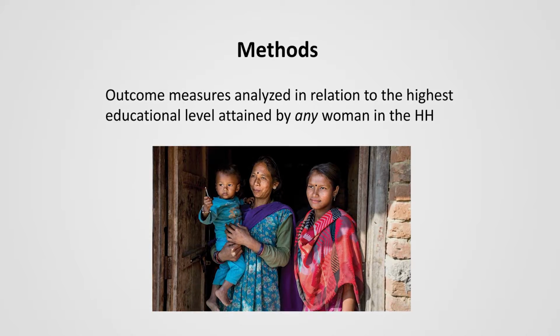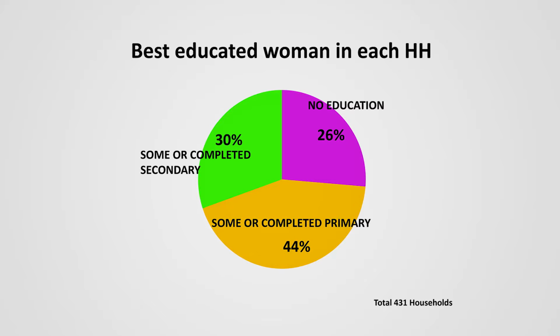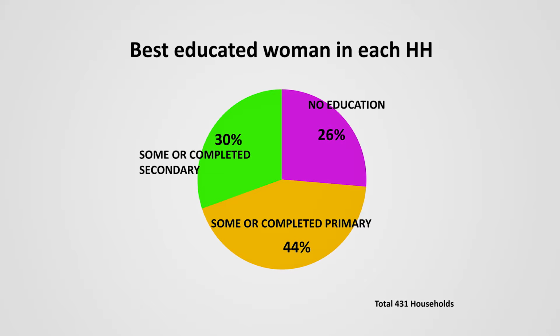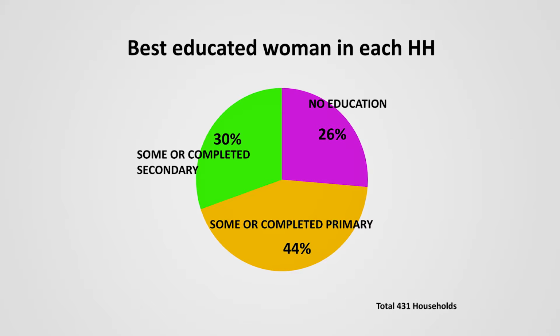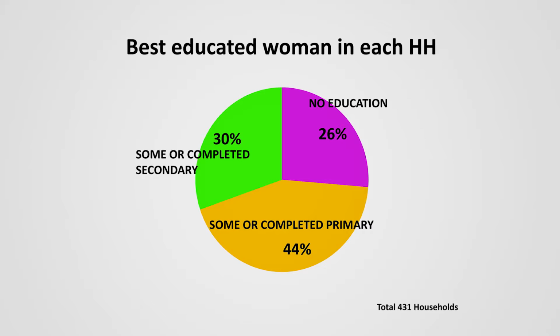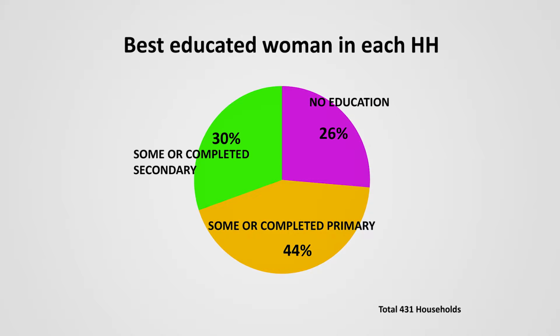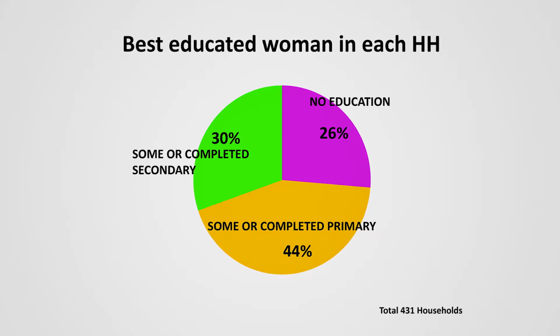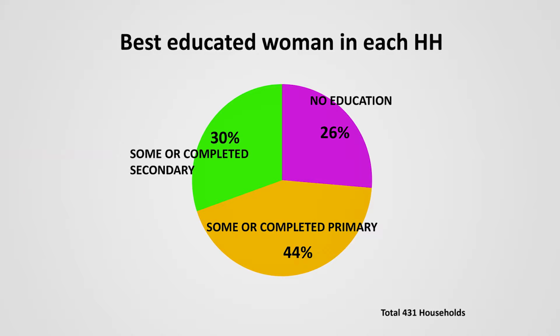So our selection was for the highest educational level by any woman in the household. And this slide shows the distribution of those results. In 26% of the households, the highest educated woman had no education. In 44%, there was a woman who had some or had completed primary education. And in 30% of the households, there was a woman who had some or completed secondary education. And there was a total of 431 households in this study.